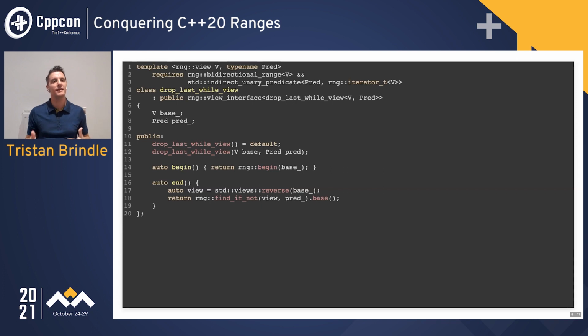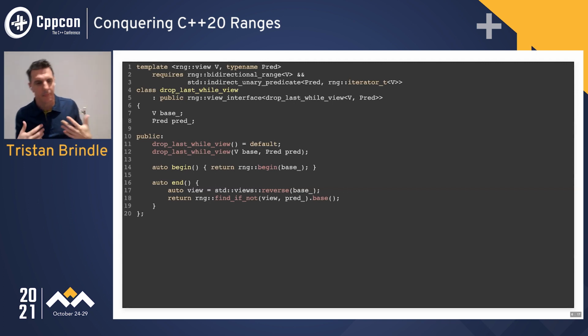So that's fine for begin, because we assume our base range meets these criteria. So begin is fine, but here end is not a constant time operation, because every time we call end, we have to iterate through an arbitrary number of elements until we find the actual end.